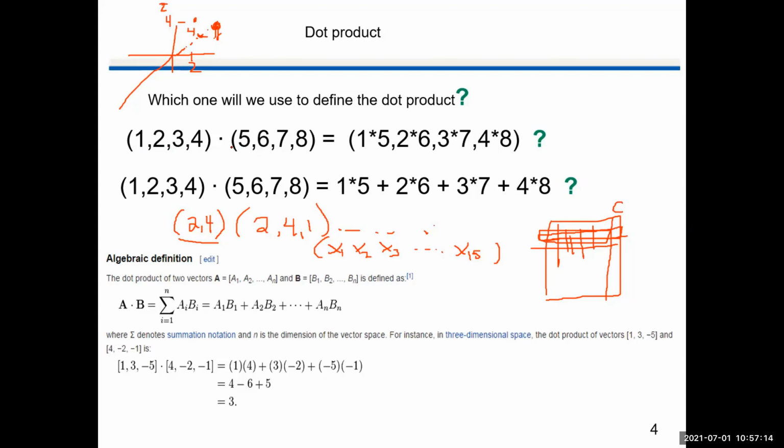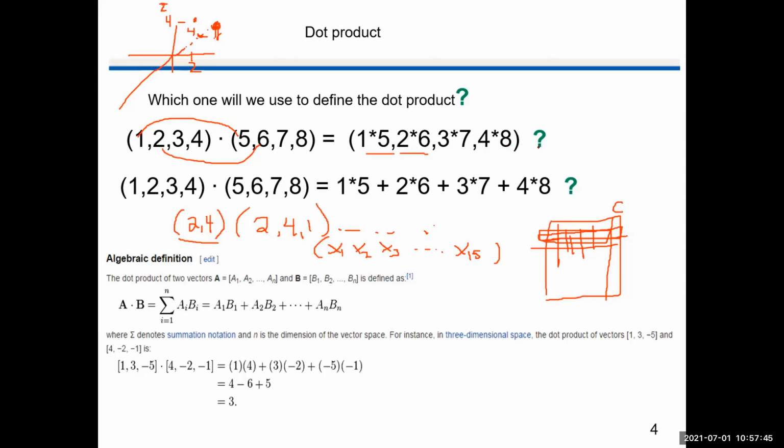And what we mean by multiply is we're going to take the first times the first, the second times the second, the third times the third, and so on. So 1 times 5 here, 2 times 6, 3 times 7, and 4 times 8. So we get this. Okay, so we can do that. So what do we get? We get 5, 12, 21, 32, right?